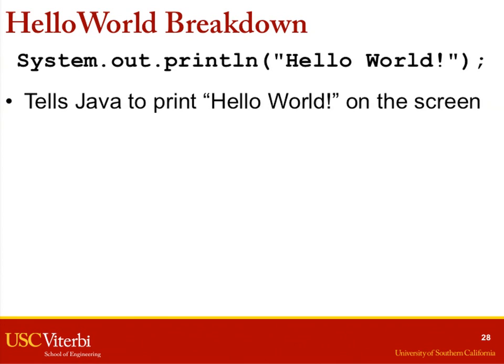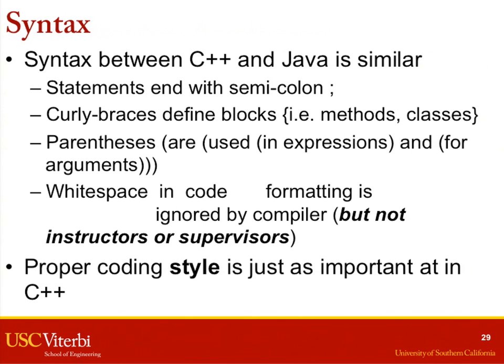Breakdown, hello world. To print out something to the console, we're using System.out.println. The syntax between C++ and Java is very similar. Statements end in a semicolon, just like in C++. Blocks are marked by curly braces. Parentheses we use in expressions and arguments.